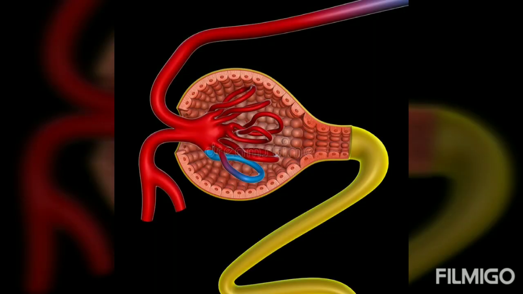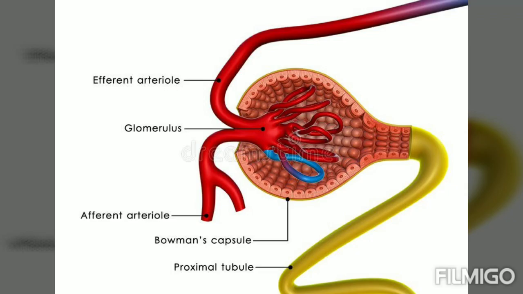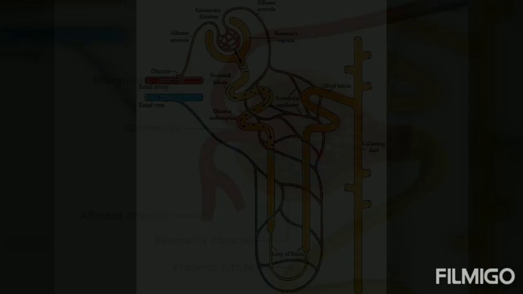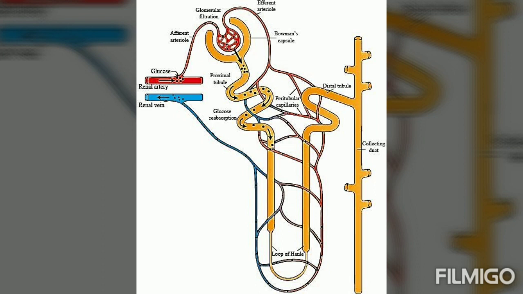This is the structure of renal corpuscles. This renal corpuscle contains glomerulus, which is known as the filtration tissue where the filtration of blood takes place, and the chamber is known as Bowman's capsule. After filtration in Bowman's capsule, the filtrate or the waste product is transferred to the proximal tubule for the reabsorption. Here is the complete structure of a nephron, which shows the glomerulus or the Bowman's capsule, the loop of Henle and the collecting duct.